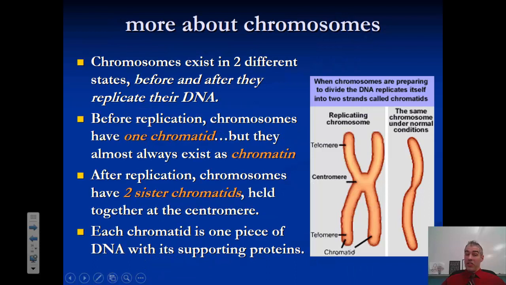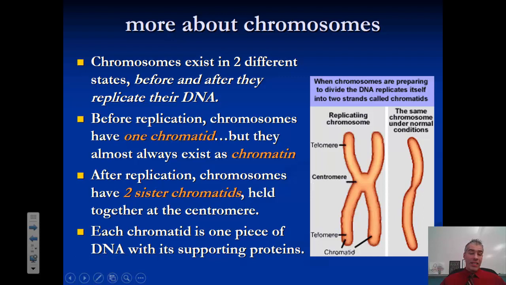Chromosomes also can exist in 2 states. We've talked about this before. Before they exist as a chromosome that has condensed, they exist as chromatin, which is just a jumbled up mess of DNA in the middle of the nucleus. So they don't actually exist as an individual chromatid except for when they're pulled apart during mitosis. When there's only 1 whole copy of all the DNA, it exists as chromatin.